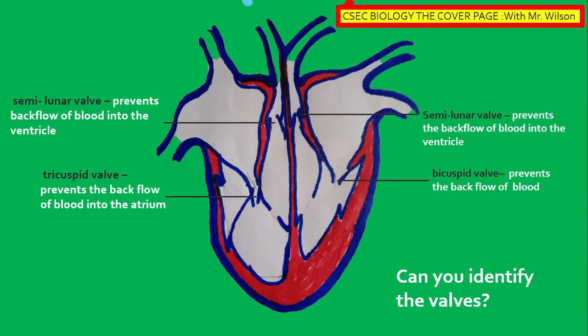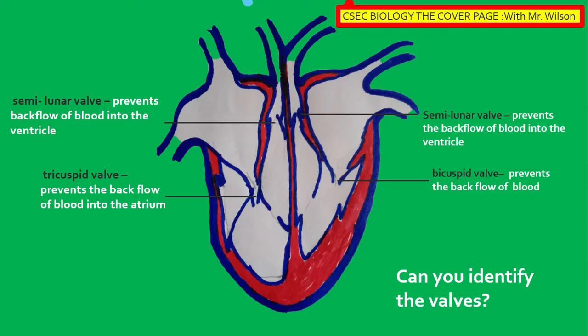Now, just above the tricuspid valve, between the right ventricle and the pulmonary artery, we have another semilunar valve, and this semilunar valve prevents the backflow of blood from the pulmonary artery into the right ventricle.